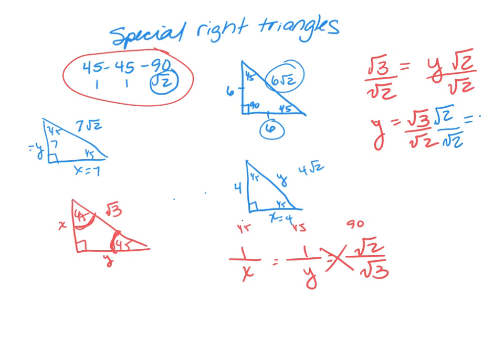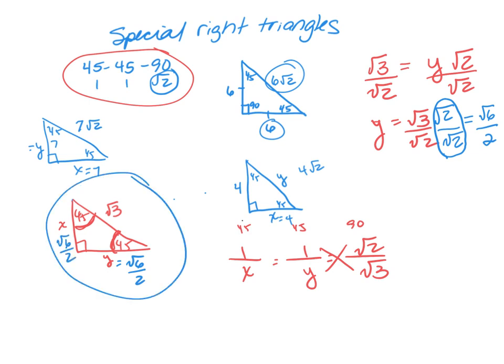And this is going to be equal to root 6 over 2, because root 2 times root 2 is 2. Remember that? So these sides here are root 6 over 2 and root 6 over 2.